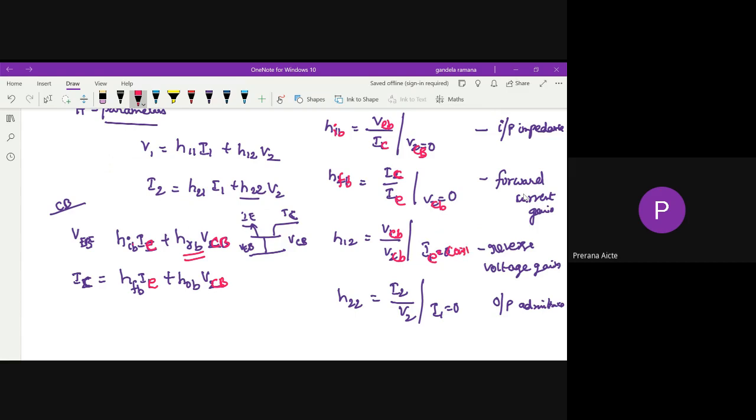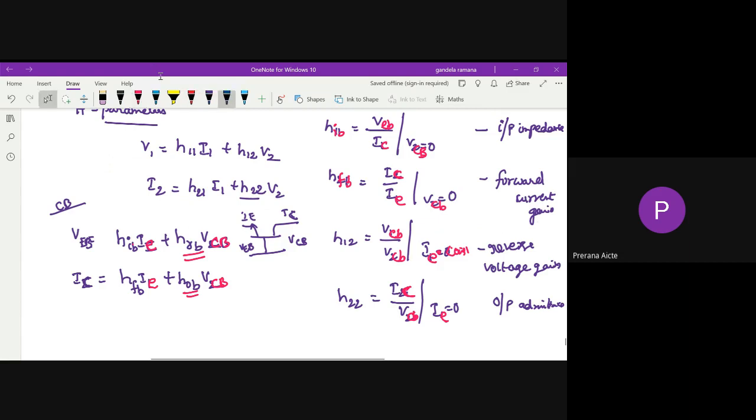So what is H22? H22 means HOB. IC by V2, the output voltage. What is the output voltage? VCB. I1 is the emitter current, IE, equal to constant. In this way, you have to write the H parameters of the remaining configurations also.